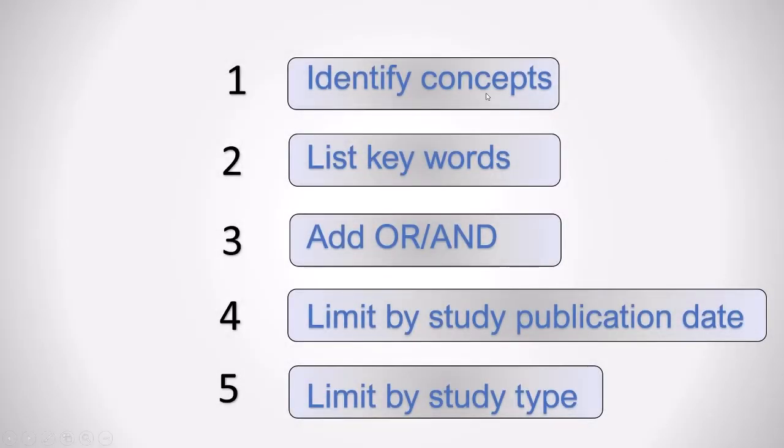So we identify the concepts, which you've done there. We list the keywords, so we've got those. And then we would go to our search engine and we want to add the keywords, but we want to link them in some way. If you want to search at that point, you probably get quite a few studies. The next step is to limit the type of study that you're interested in, or rather, sorry, number 4, the next thing I tend to do is limit by publication date.